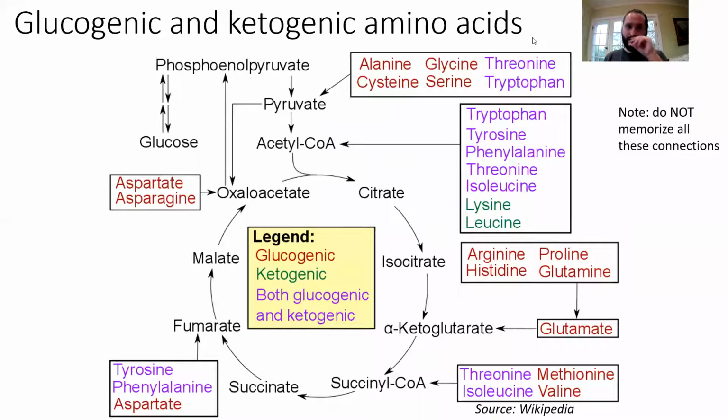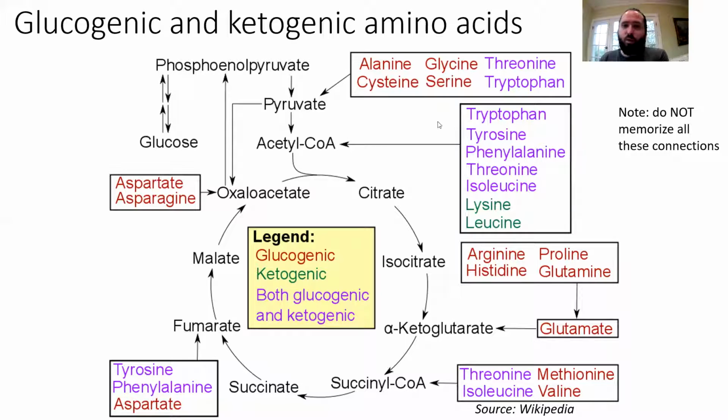And so then here's our diagram of the glucogenic and ketogenic amino acids. Before anybody freaks out on me, you're not supposed to memorize all these connections. Just memorizing the categories and knowing what the categories mean is sufficient.